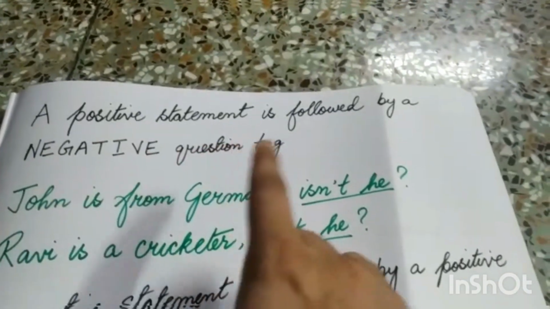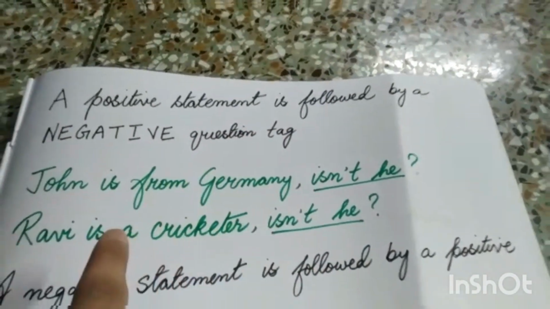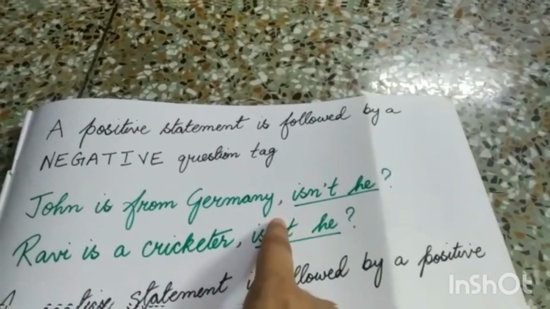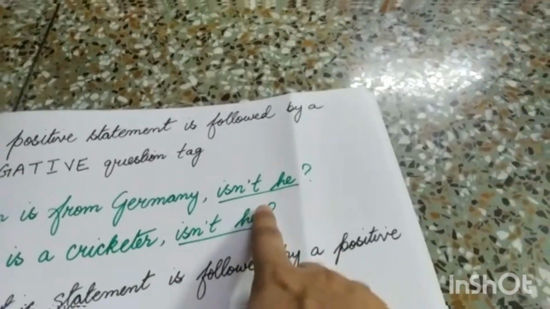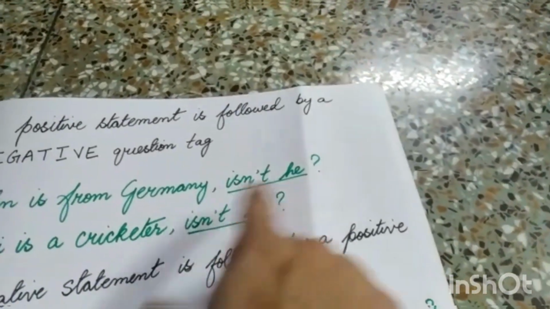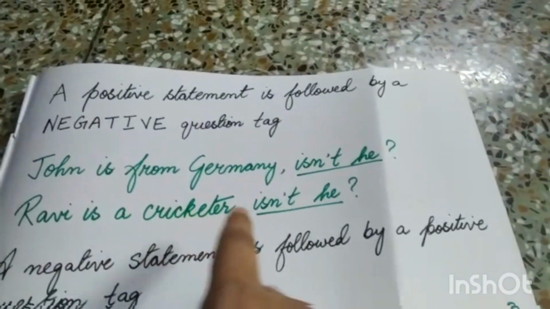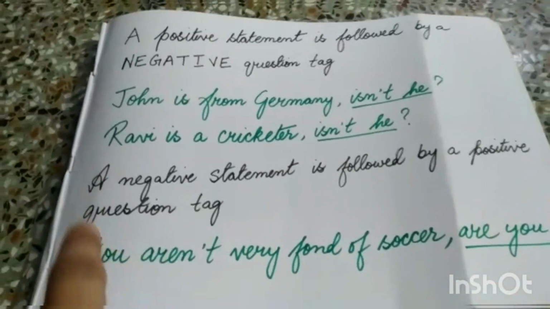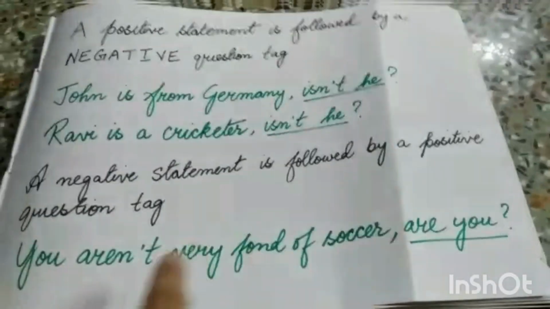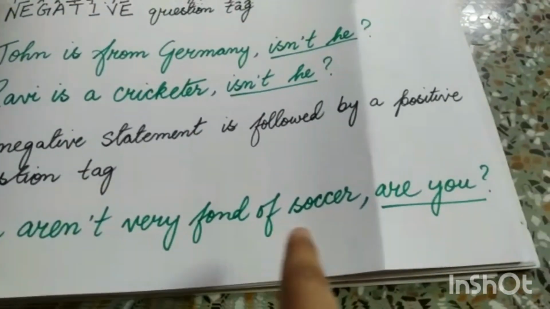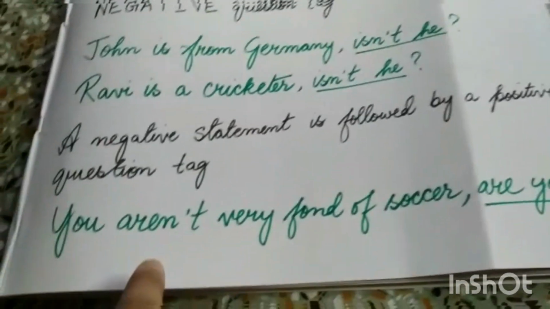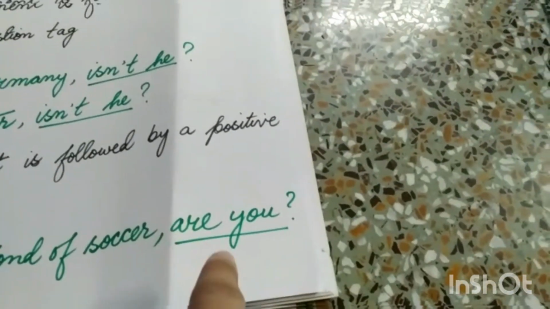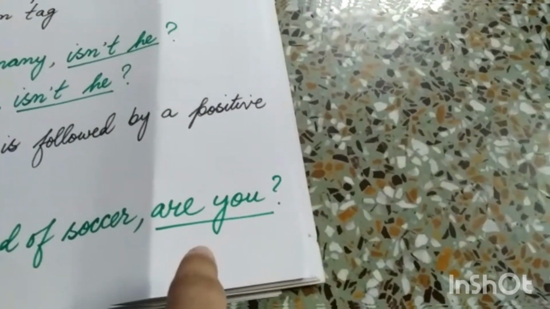Now, a positive statement is followed by a negative question tag. John is from Germany, isn't he? Here we can see John is from Germany is a positive statement, so it is followed by a negative question tag. The not is here, so it is a negative question tag. Similarly, Ravi is a cricketer is a positive statement which is followed by a negative question tag. Now, a negative statement is followed by a positive question tag. You aren't very fond of soccer, are you? Here we can see that it is a negative statement. The not is here. So, in the question tag, it will be a positive question tag. Are you?